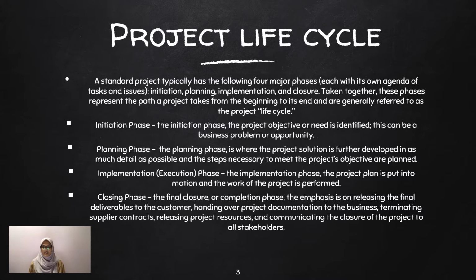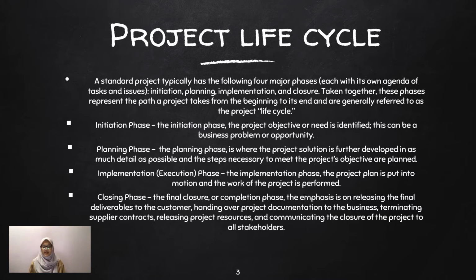Implementation or execution phase. During the third phase, the implementation phase, the project plan is put into motion and the work of the project is performed. It is important to maintain control and communicate as needed during implementation. Progress is continuously monitored and appropriate adjustments are made and recorded as variances from the original plan. Any project manager spends most of the time in this step.